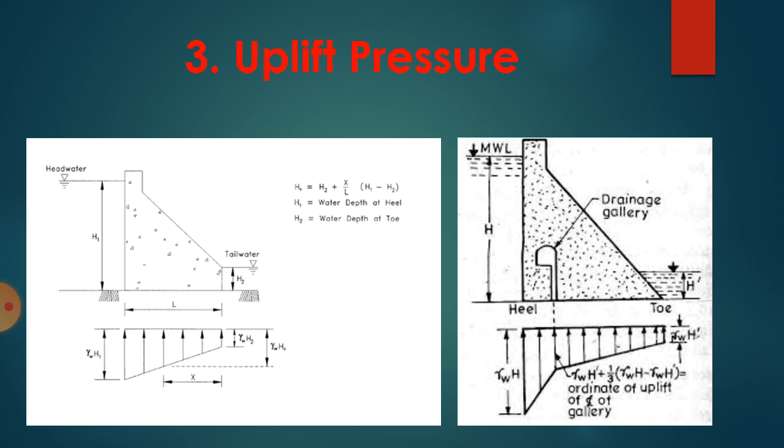In the same way, when the drainage gallery is provided, as in this second figure, the uplift pressure at the heel will be gamma W H, and the uplift pressure at the toe will be gamma W H dash. Now, since the drainage gallery is provided, we have to find the uplift pressure at the drainage gallery, and that is equal to gamma W H dash plus 1/3 (gamma W H minus gamma W H dash).